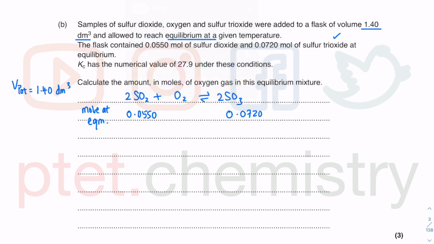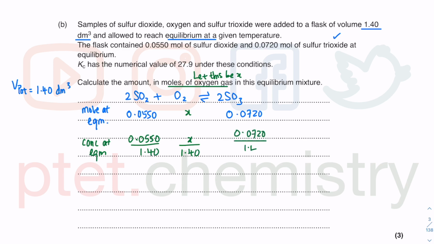Find out the mole of oxygen gas. Let this be X. So what I have is concentration at equilibrium is going to be X over the total volume, mole per dm cube, because we are just following the unit, mole per dm cube there. So here's also mole per dm cube. Just pressing your calculator, 0.0550 divided by 1.40, I get a lot of decimal places, 0.03929. And then 0.0720 divided by 1.40, I get 0.05143.